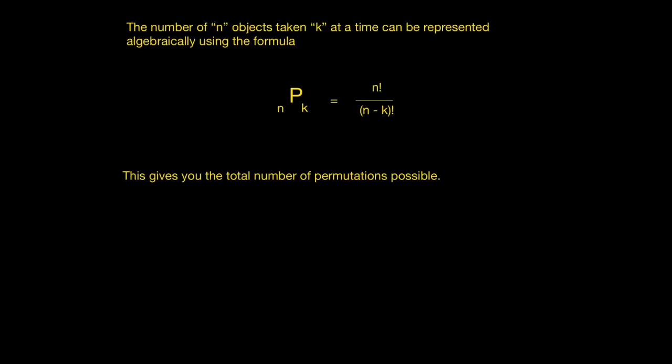So the generalization is this one right here. The number of n objects taken k at a time can be represented algebraically using the formula nPk. This is going to equal n factorial divided by n minus k factorial. This is going to give you the total number of permutations possible. So let's try a couple examples just using this formula so you're comfortable with the notation.